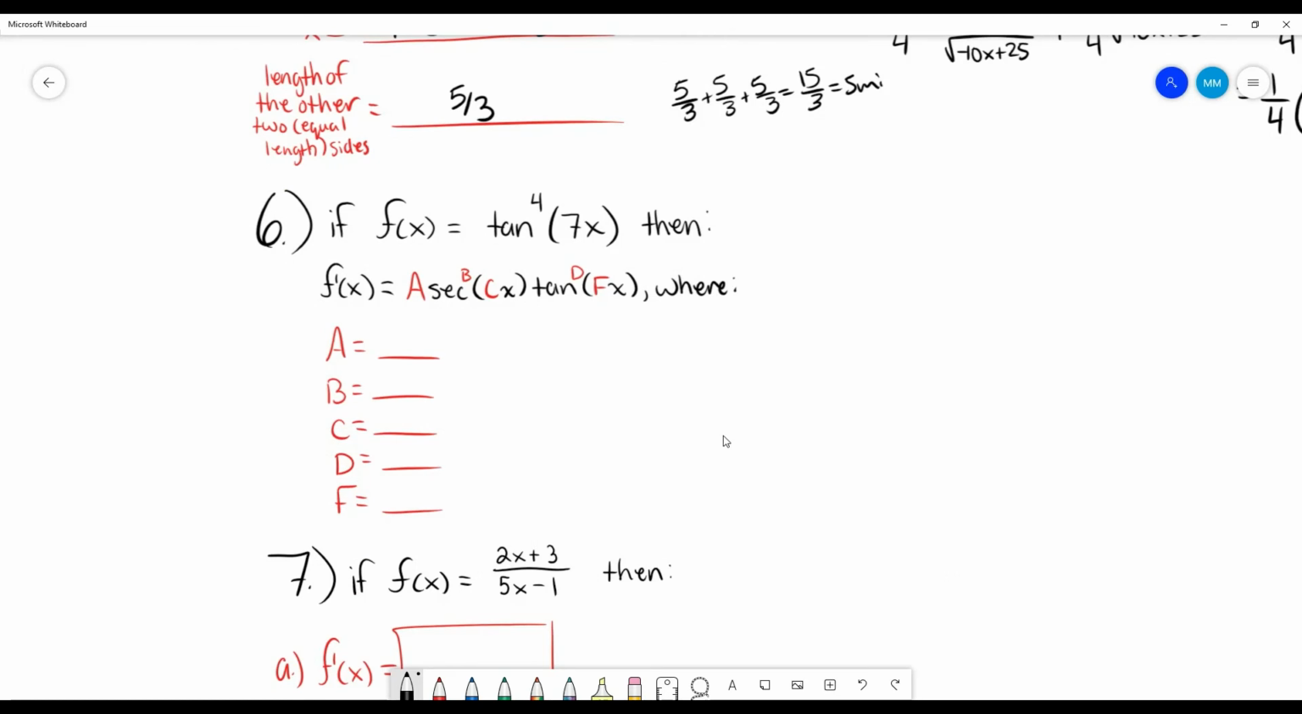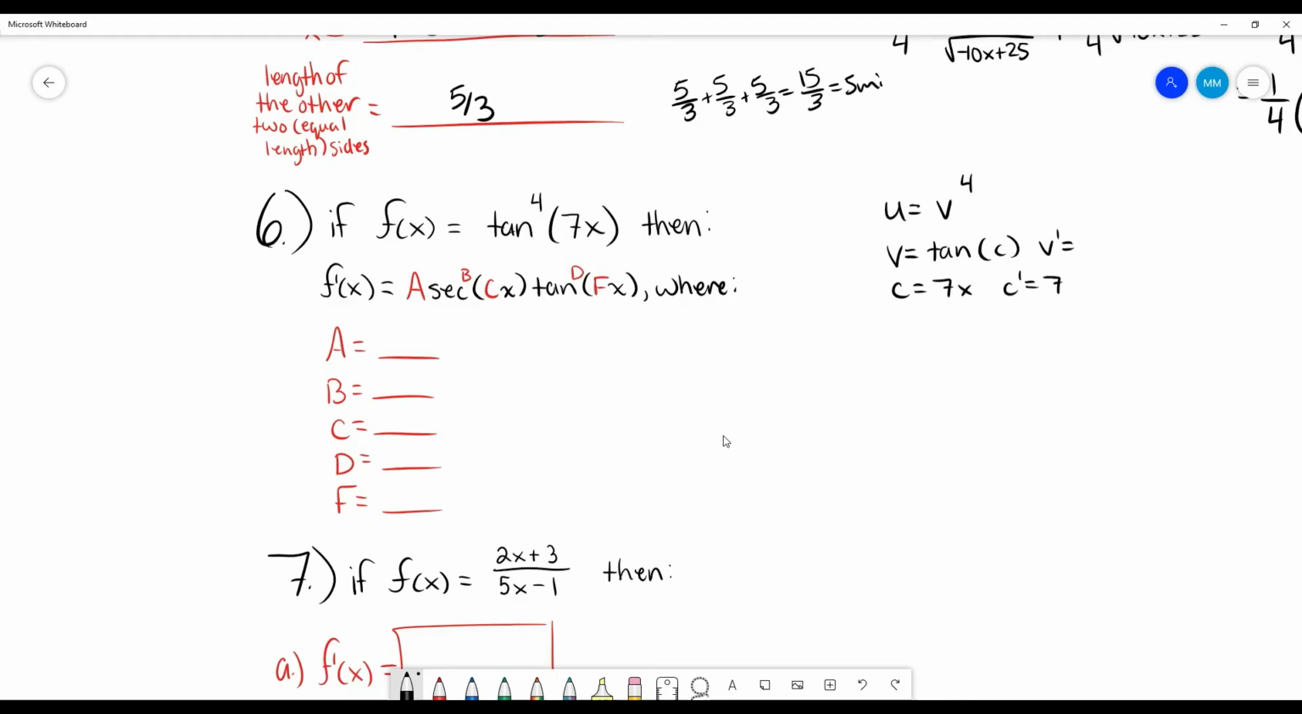Let's take a look at our next one now. So number 6, it says if f of x equals tangent of 7x to the 4th power, then our derivative equals this, where these values are whatever we find them to be. So let's take our derivative. I see that we've got an inside and an outside. So we're going to have to use chain rule here. So our first outside is that 4th power, and then our next outside is the tangent, and then our final inside is the 7x.